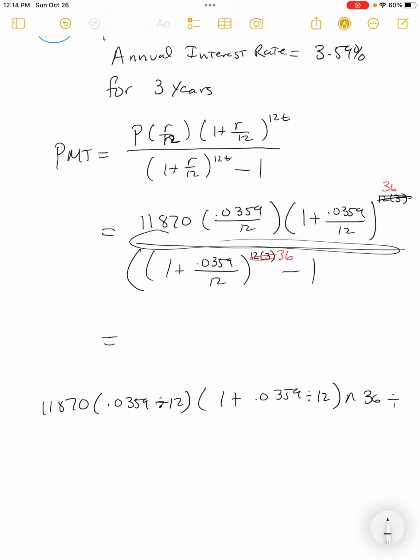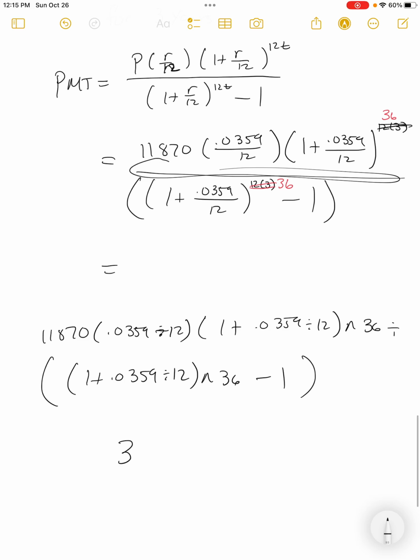oh, and let me fix my formula. I need these outside parentheses. Divide by open parentheses, another open parentheses, 1 plus 0.0359 divided by 12, close the parentheses, to the 36. And then minus 1, and close the parentheses. And your calculator knows exactly what to do with that. And you get a payment that seems reasonable.